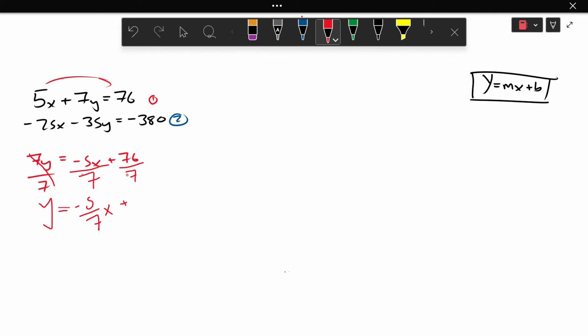We know that 7 is a prime number, and it doesn't divide into 76 because it would divide into 70 or 77. So that's just going to get left as is, and because I'm not very good at writing, I'll just rewrite it actually. 76 over 7. That's the y-intercept. Now we're going to write equation 2.